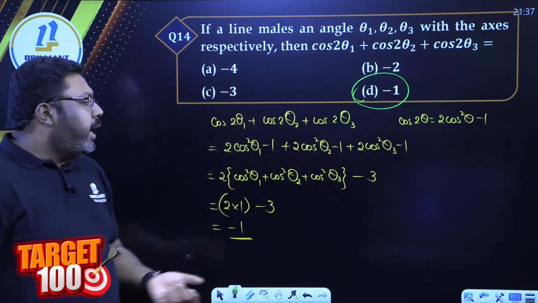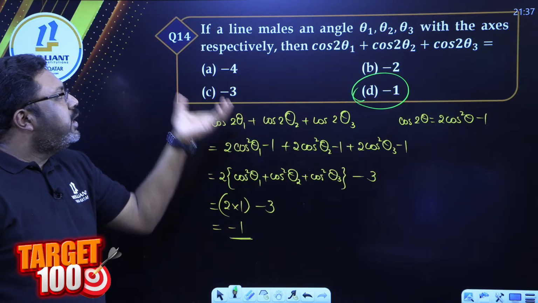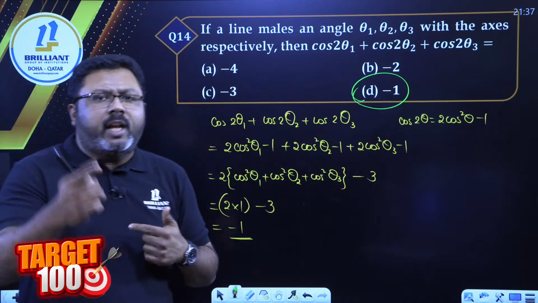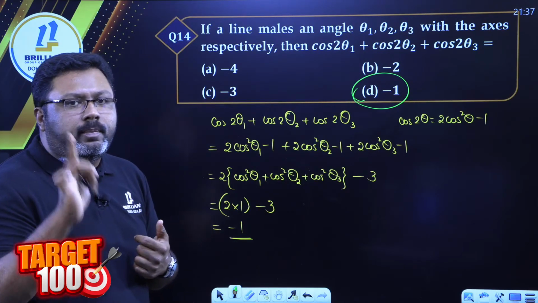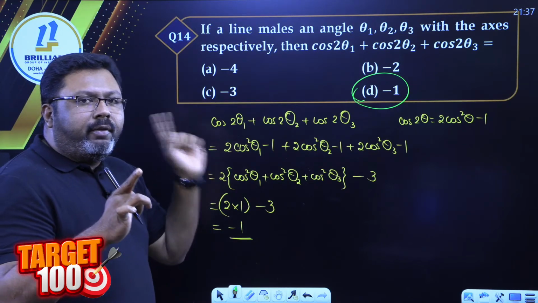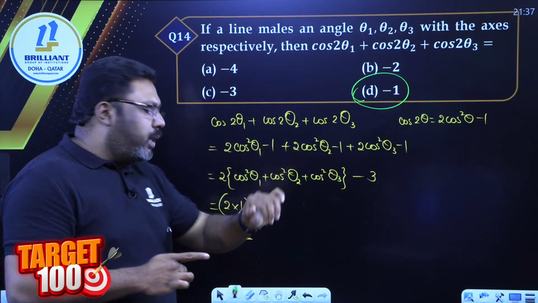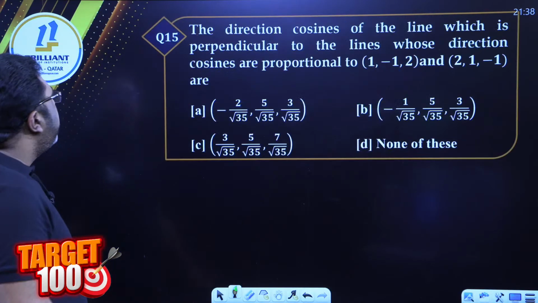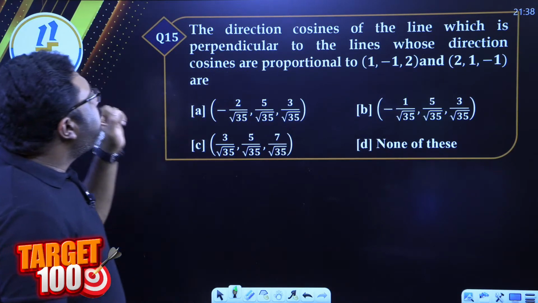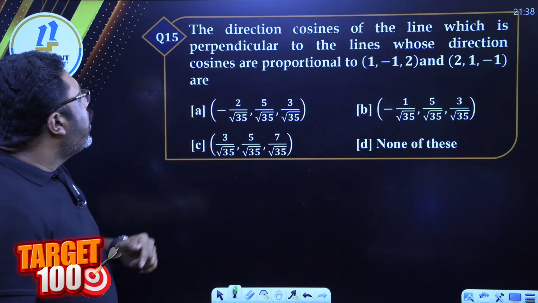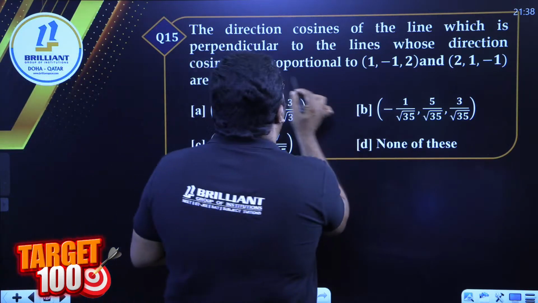D, minus 1. Yes, all of you, the idea behind the direction cosines, how many different types? Understand the importance of that concept in the MCQ part. The different ways they can confuse you. All the ways I'm giving you. Moving forward, question number 15. The direction cosines of the line which is perpendicular to the lines whose direction cosines are proportional to.